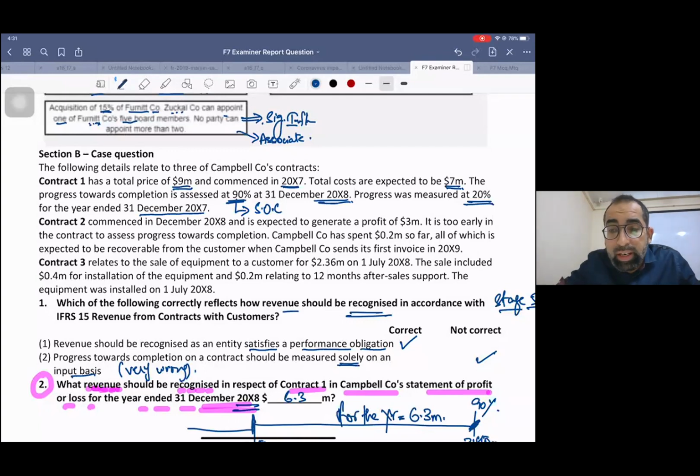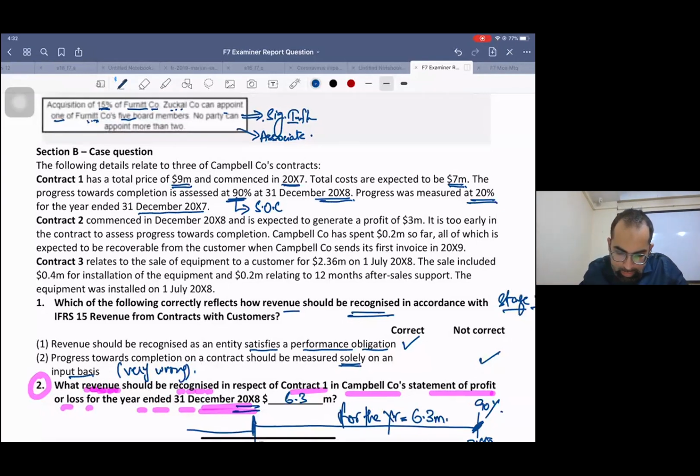So whenever it is written in the question that there is uncertainty of the outcome, yes, you can book revenue, but that revenue should be restricted to the cost incurred which is recoverable from the customer. You can book revenue up to that amount. Okay, this is all about this.